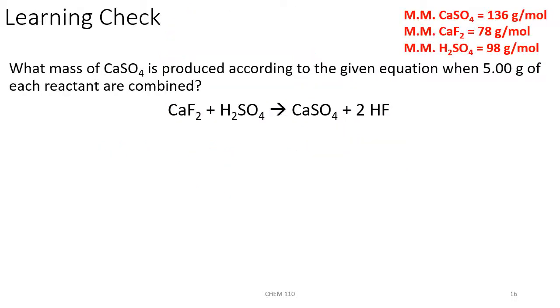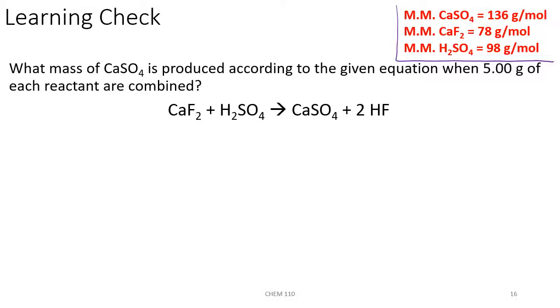Now let's try a limiting reactant example where we add in our gram to mole conversions and follow the entire sequence of steps. You are given in the upper right corner the molar masses of the substances in this problem, so you don't have to calculate them. But remember, if you're not given them, you're going to have to calculate the molar masses yourself.